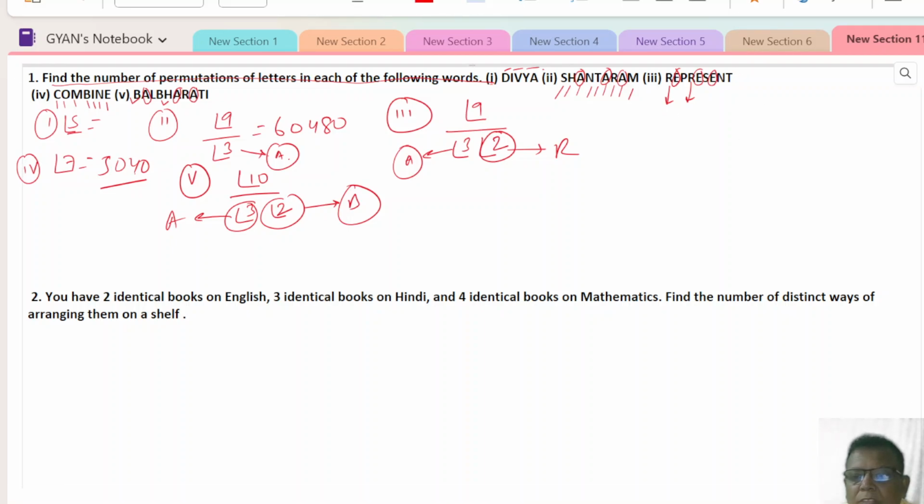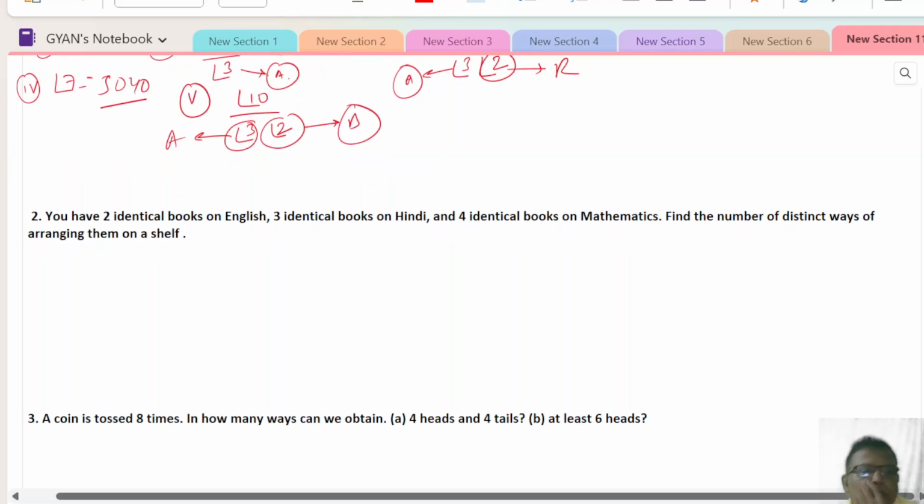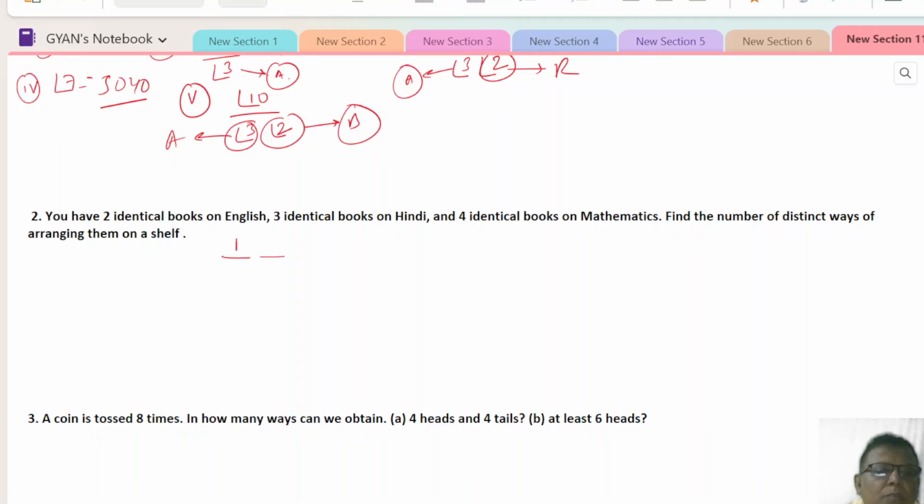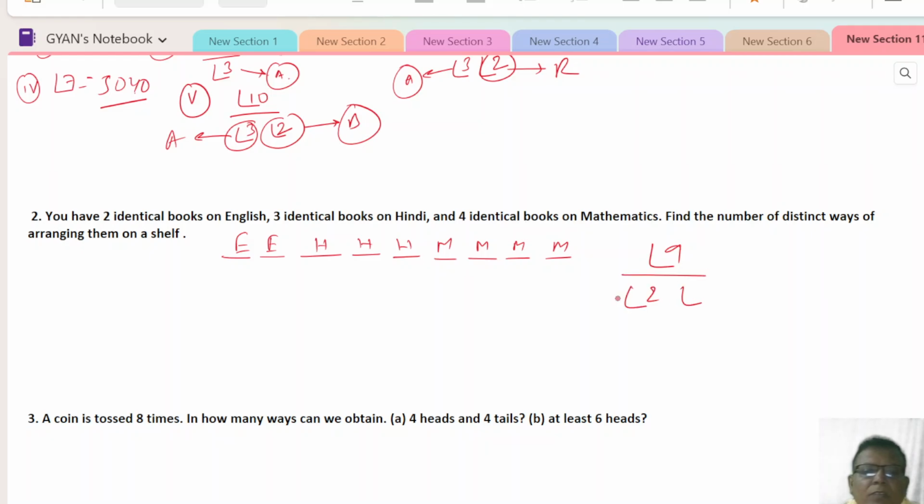So now come to question number 2. Two identical books in English, three identical books in Hindi, and four identical books in math. Four, three, seven, and two, 9. So that will be factorial 9 divided by factorial 2 for English, factorial 3 for Hindi, factorial 4 for math.